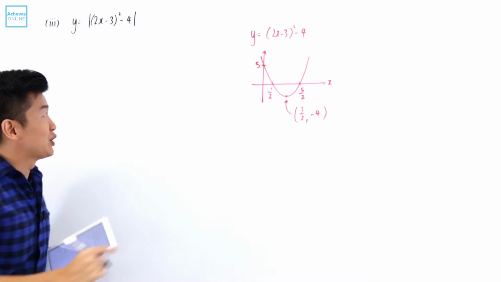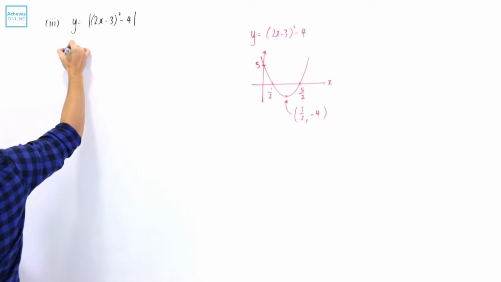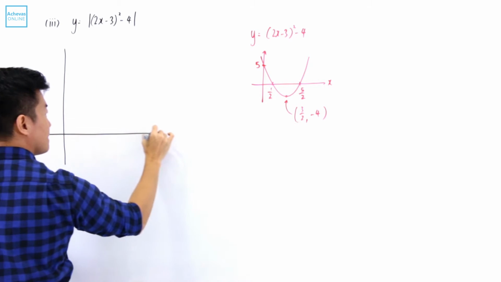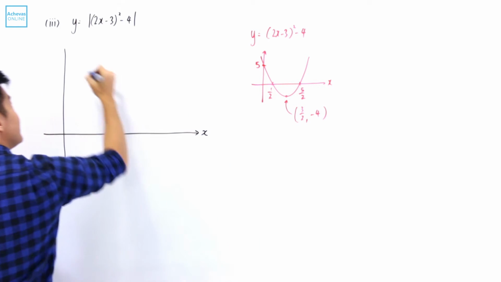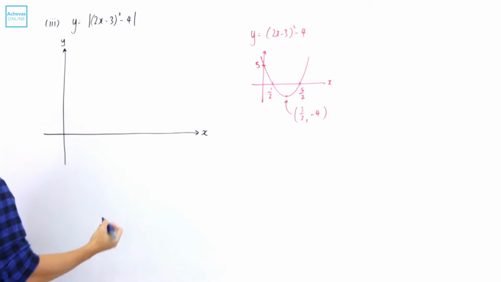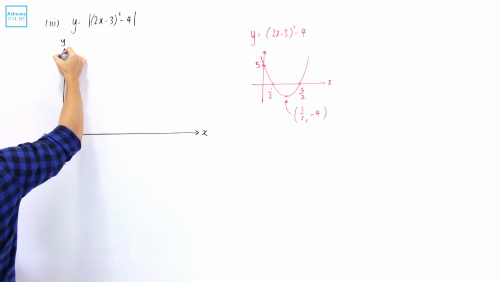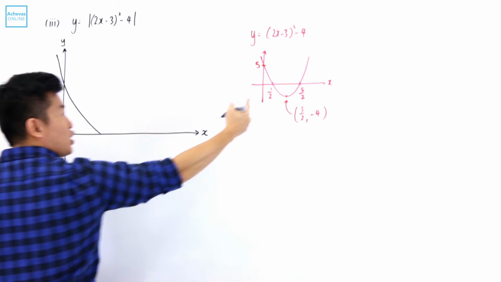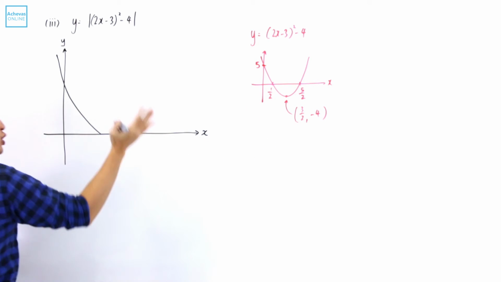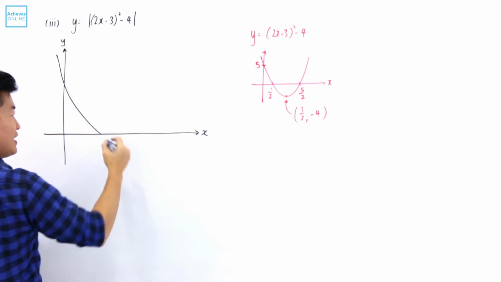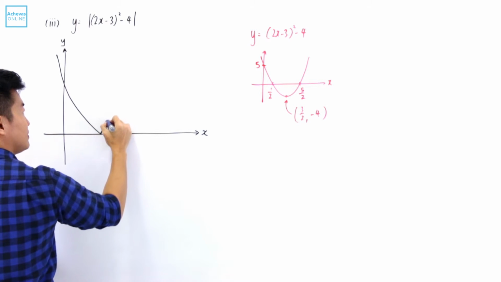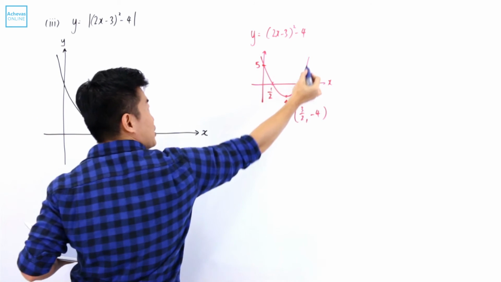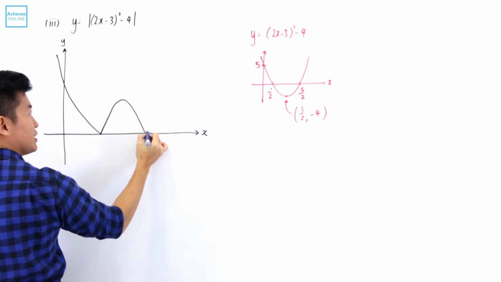To sketch this, let's draw the xy axes. The x-axis is here, the y-axis is here. It is going to be that parabola. For the portion where it is below the x-axis, it's going to be flipped up about the x-axis, so it's going to go up. Then this portion will remain the same over here.